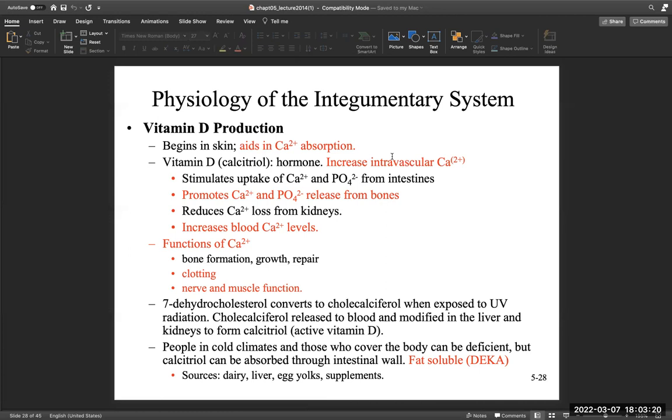You need both. If you only give yourself vitamin D, all right, and we'll talk more about it in the next chapter when we talk about bones.